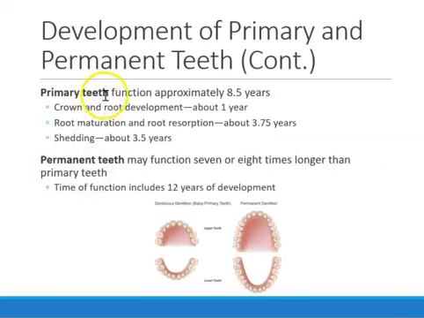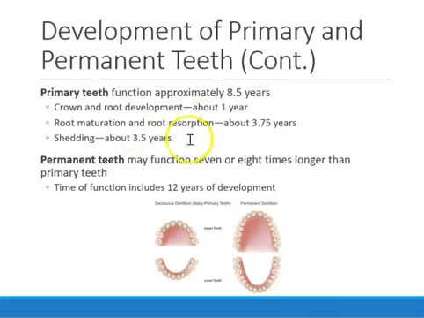Now, primary teeth stay in your mouth for around 8.5 years. Yes, you shed your teeth before then, but let's look at how they got this 8.5 years. You have your baby teeth. They function and do their job for at least 8.5 years. In the first year, when you're a baby, the crown and the root develop. Then for the next 3.5 or 3.75 years, the root really matures. When your primary teeth erupt, the root length increases and it matures.